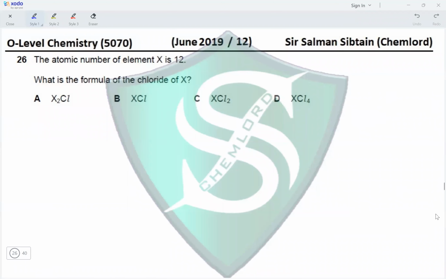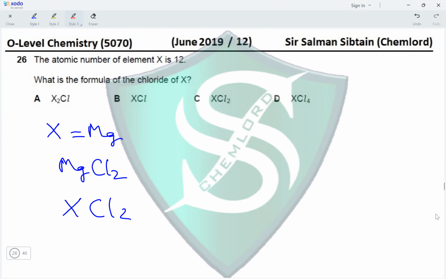Question 26. The atomic number of element X is 12. What is the formula of the chloride of X? Looking at the periodic table, we can see that X is magnesium. So what is the formula of magnesium chloride? It would be MgCl2. In the form of X, this would be XCl2. So the correct option for this question is option C.